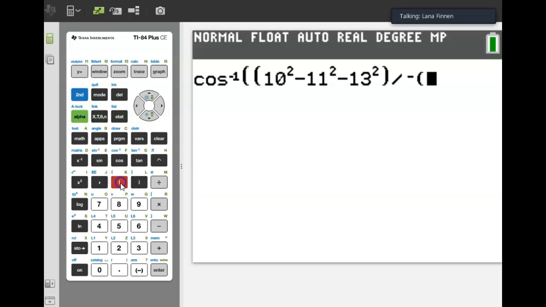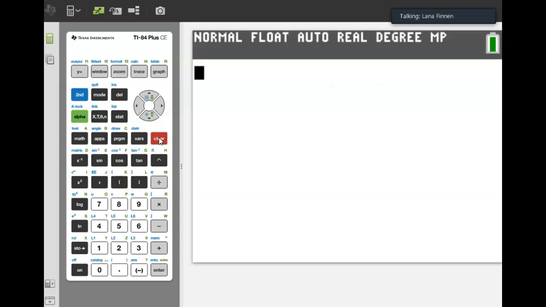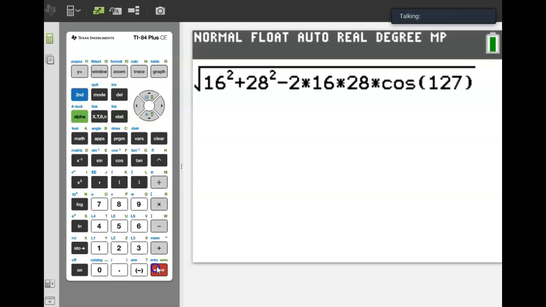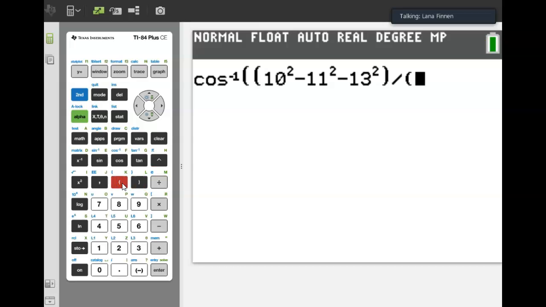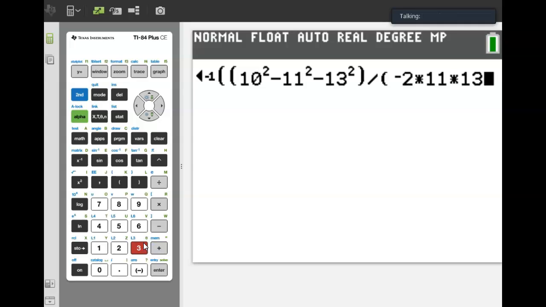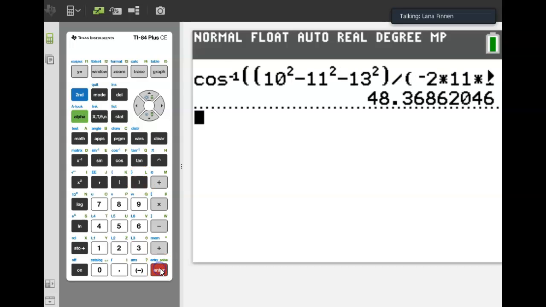Negative, oops, one parentheses. Sorry. Cosine inverse of 10 squared minus 11 squared minus 13 squared divided by, open parentheses, negative 2 times 11 times 13, and that's it, right? Close, close. That should be my answer. Okay, we all get that okay? Whatever method you were using?